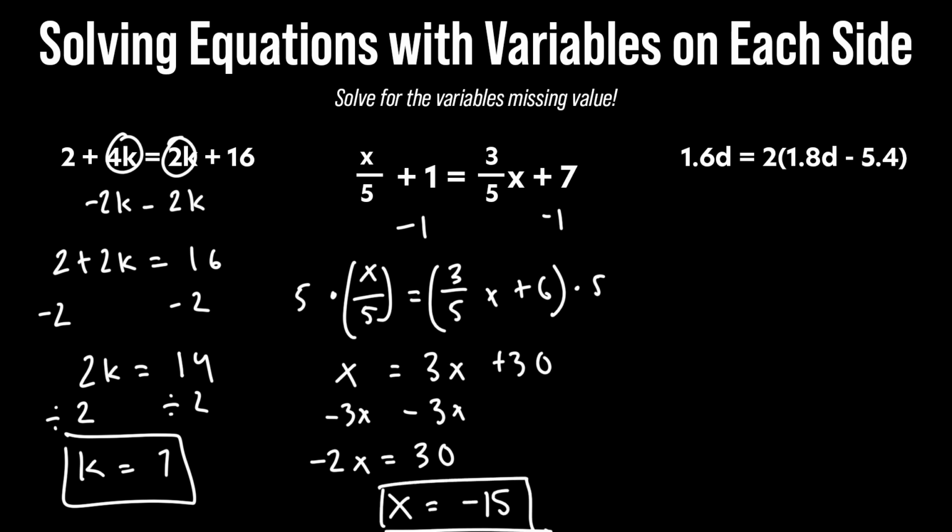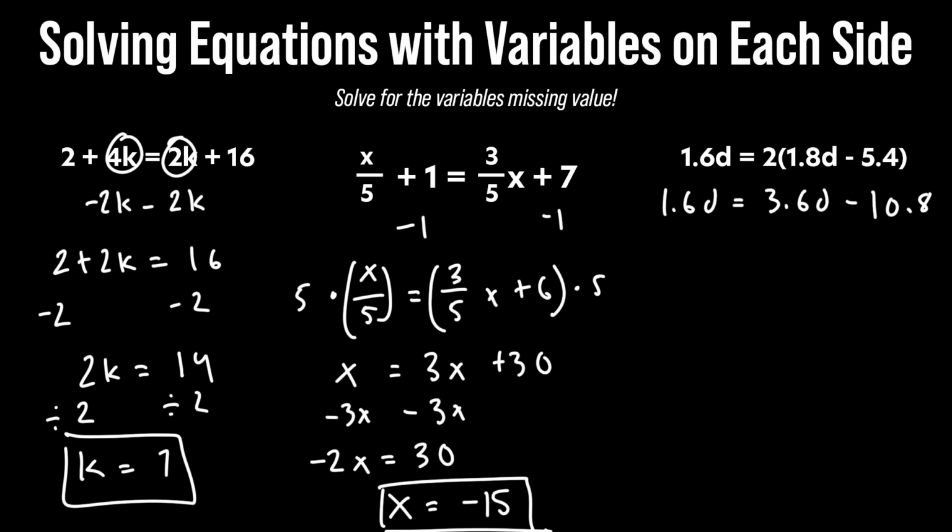Finally, we have 1.6d times 2 in parentheses 1.8d minus 5.4. So we're going to have to use the distributive property to simplify this expression. So it's 1.6d plus 2 times 1.8d is 3.6d, and 2 times negative 5.4 is negative 10.8.